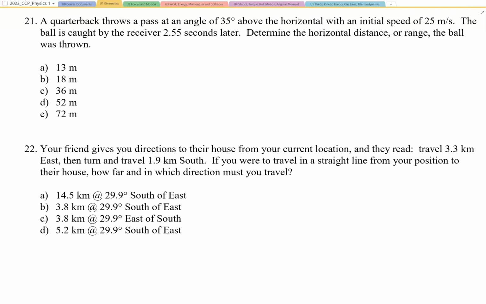Now with number 21, we have a quarterback that throws a pass at an angle of 35 degrees above the horizontal. So we might sketch that with a velocity vector that looks something like this. So we have 35 degrees above the horizontal. The initial speed is 25 meters per second. And so by the way, we'll note that this is theta. This is our initial velocity. And the ball is caught by a receiver 2.5 seconds later.